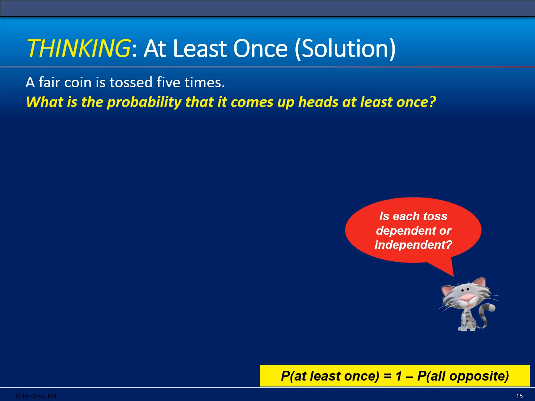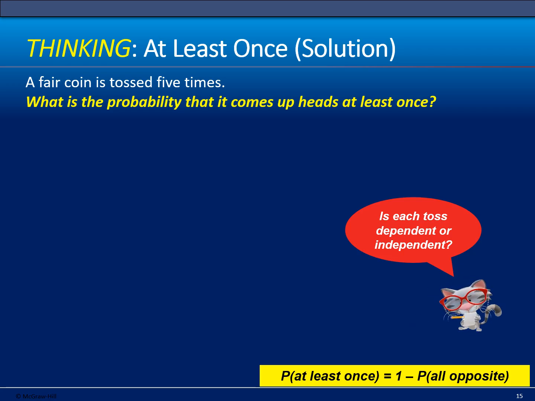Okay. So try this one. I pretty much told you how to do this. A fair coin is tossed 5 times. What is the probability that it comes up heads at least once? Okay, so see if you can figure this out. It's pretty straightforward. Hit pause and try it and then come back.